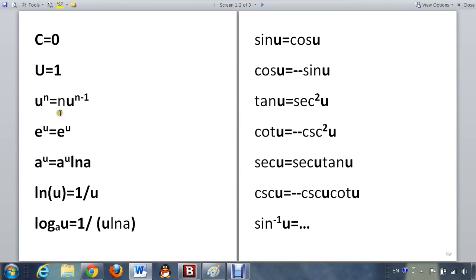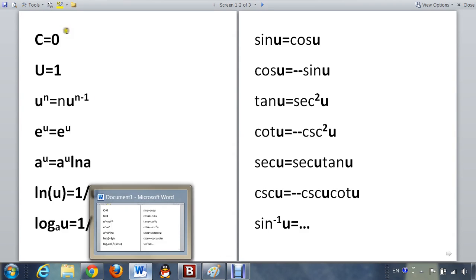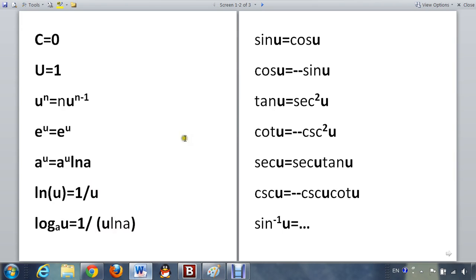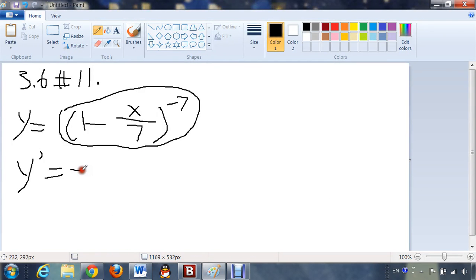So right now we look at it, and it's not a constant. It's something to the power. Bam, see that? We found a rule. For something to the power, you just bring down the power and subtract 1 from the power. In this case, negative 7 minus 1 becomes negative 8.